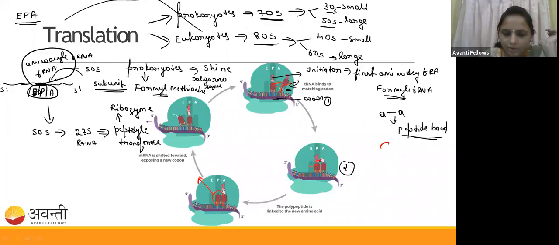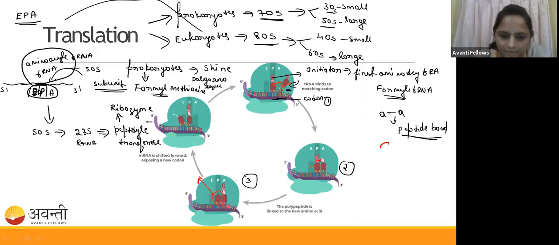So now the peptide bond formed between these two amino acids. Next, in the third, we can see what happens here. The amino acid which is joined there by the peptide bond. Now, from the P site, the amino acid tRNA will move to the A site. Okay, now it is in the P site. It will move to the A site now.